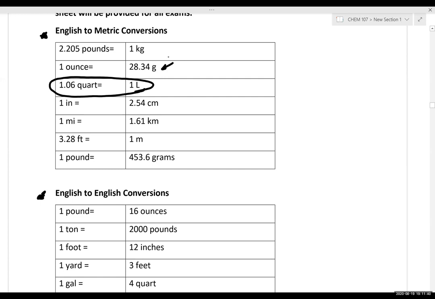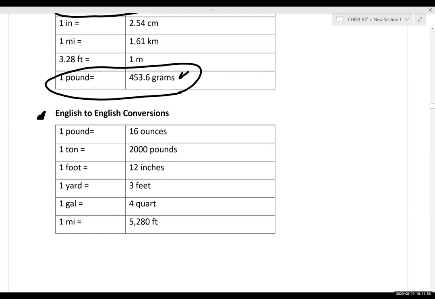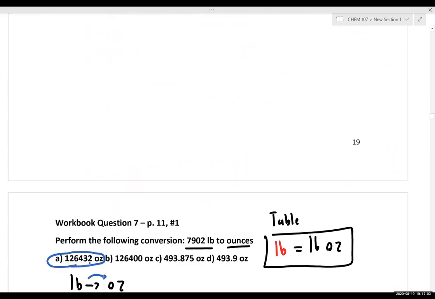Pounds to kilograms, kilograms to grams. Yep, we can go from pounds to kilograms, and we also have this pound to gram conversion. Let's use the pound to gram conversion since it's less steps, but any of these conversion factors would work as a bridging conversion factor. So 453.6 grams per pound.